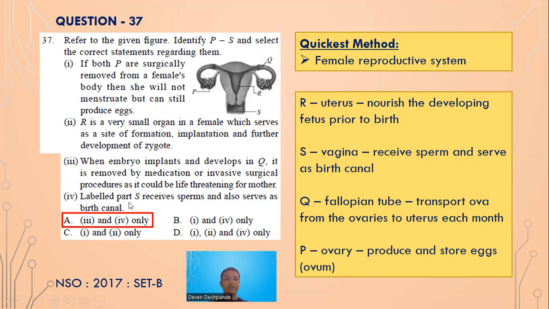Number 4 is labeled part S receives sperm and also serves as birth canal, which is true, because the vagina receives sperm and also serves as birth canal. The baby comes out of the vagina.